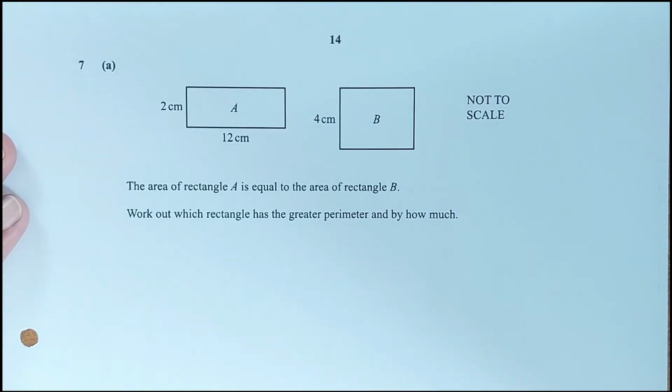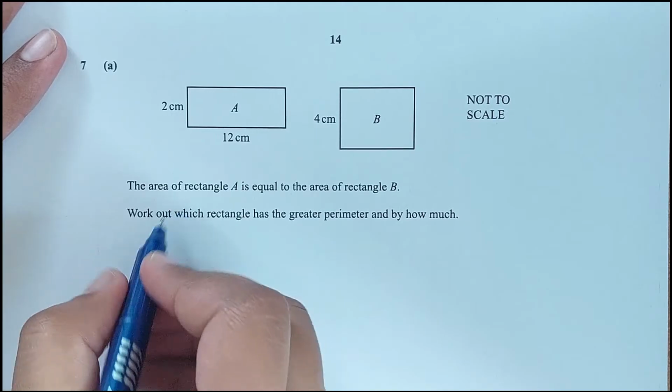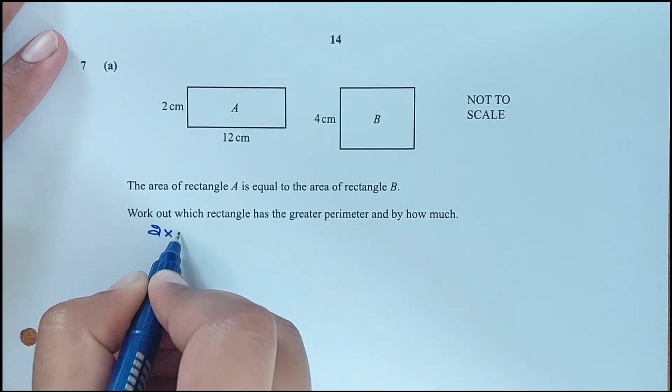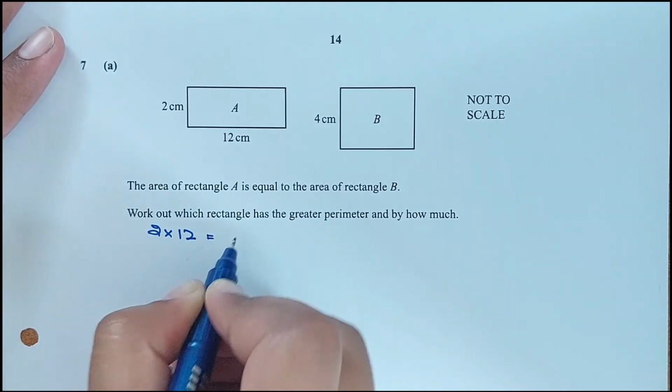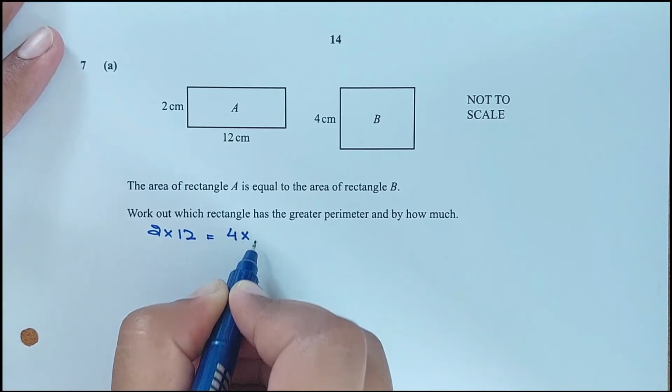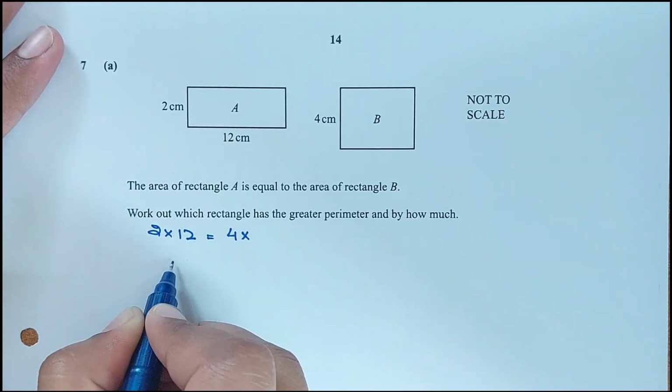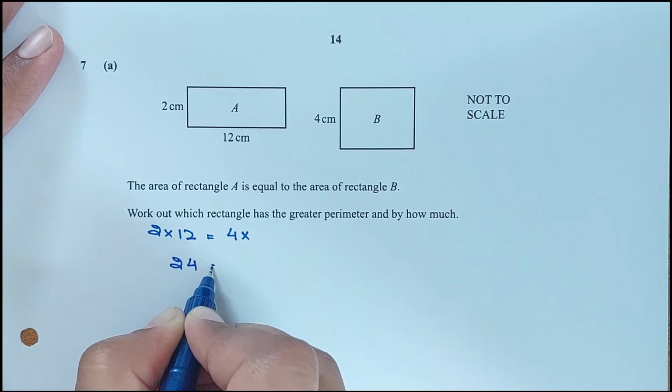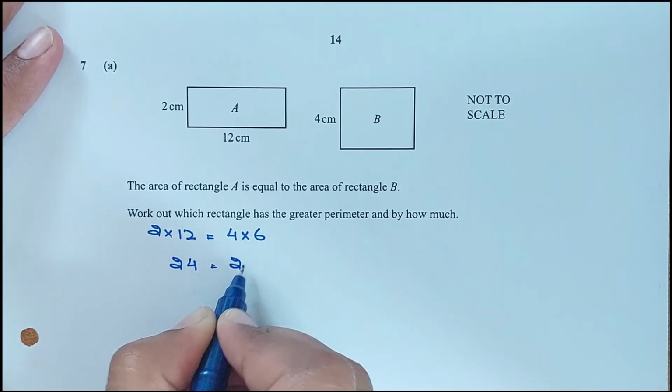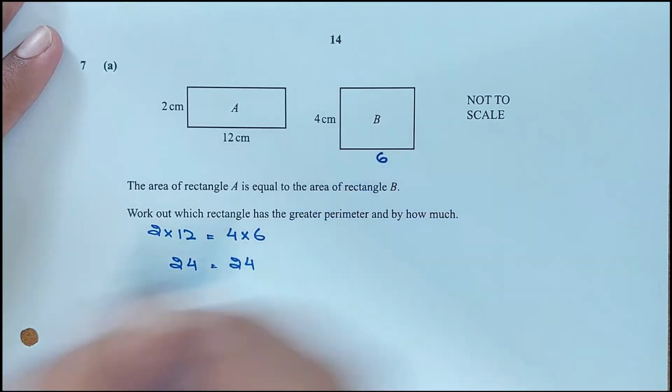Question number 7, part A. The area of rectangle A is equal to the area of rectangle B. Work out which rectangle has the greatest perimeter and by how much. They have the same area, right? Area of A is 2 times 12, right? And area of B is 4 times some x. So 2 times 12 is 24, and 4 times 6 is 24. So this side is 6, right?